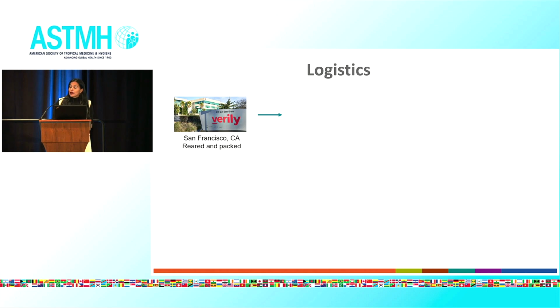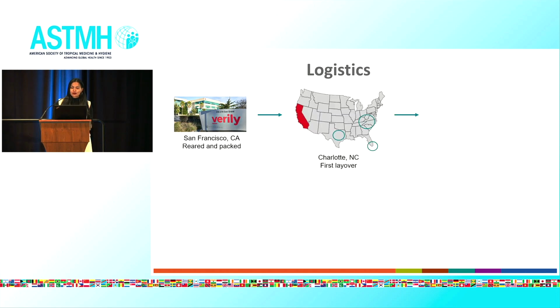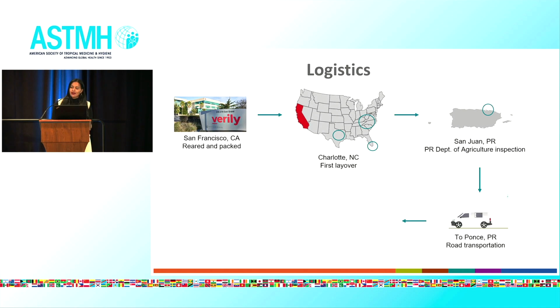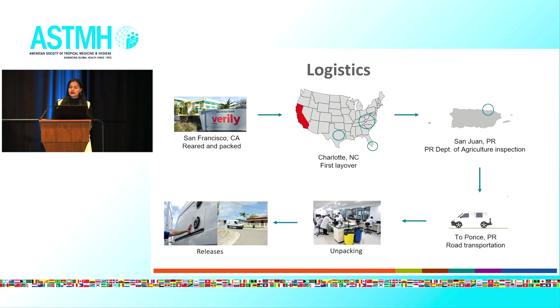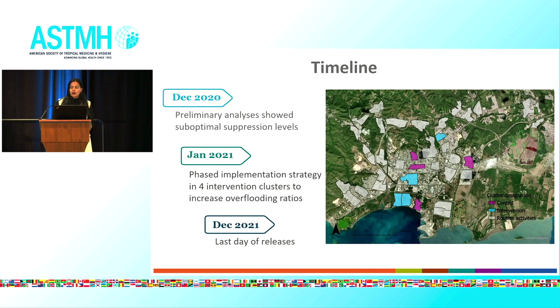Mosquitoes were reared and packed in the Verily facility in San Francisco. They were shipped by air with a connection in the mainland U.S. They arrived in San Juan and were driven to Ponce, about 1.5 hours by road. They were unpacked, distributed into tubes, and then released using Verily custom feeder banks. Releases occurred in 19 clusters for about 4 months.